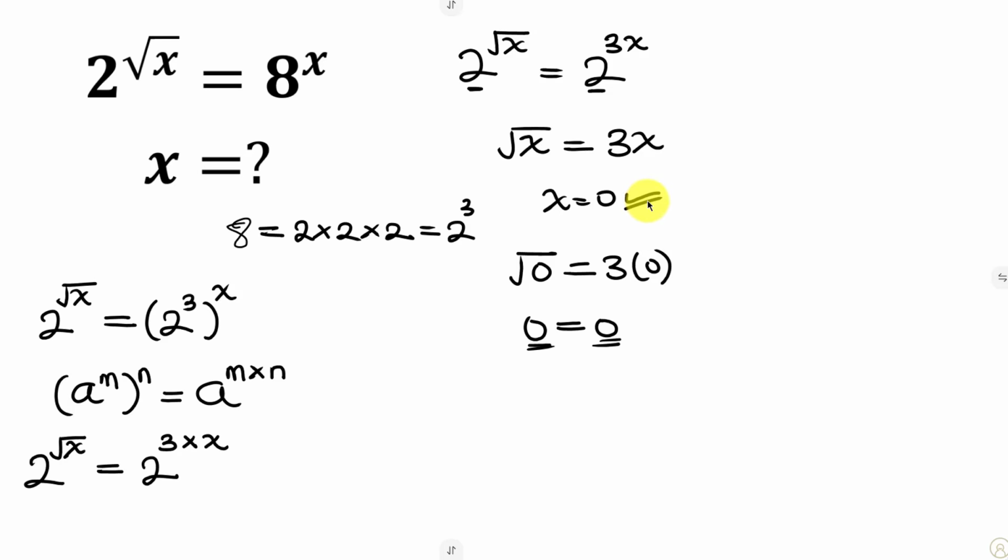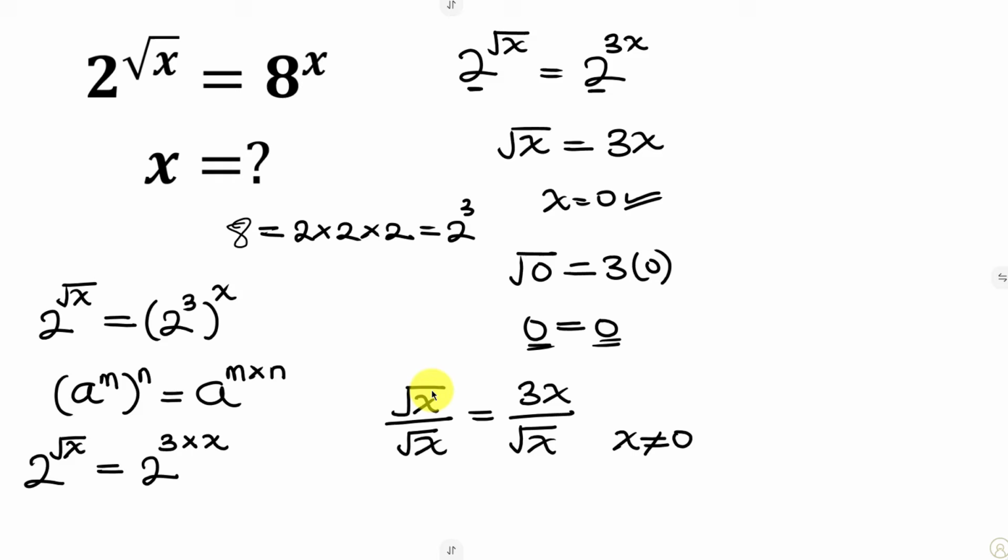And like I said, this is not the only solution for x. Let's find other solutions. So let's come back to what we have here. Now our next step will be for us to divide both sides by the square root of x. So on the left hand side I have the square root of x, I'll divide by the square root of x. On the right hand side I have 3x, I'll also divide by the square root of x. Please notice that here x is not equal to 0 in order for this to be possible.